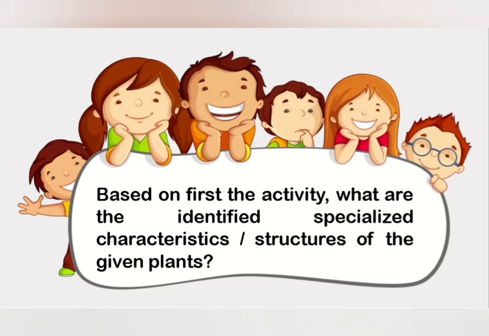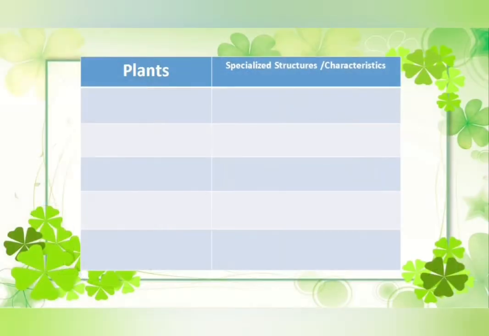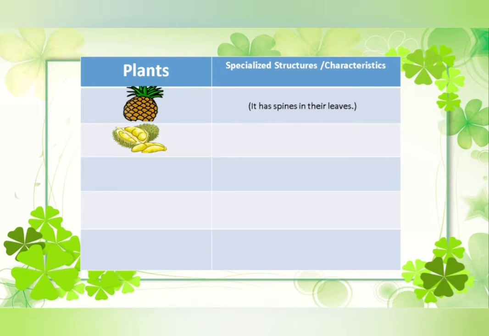Based on the first activity, what are the identified specialized characteristics or structures of the given plants? In our activity, we have the pineapple, which has spines in its leaves. Durian, its fruits have a pungent odor that protects them from being eaten by predators.